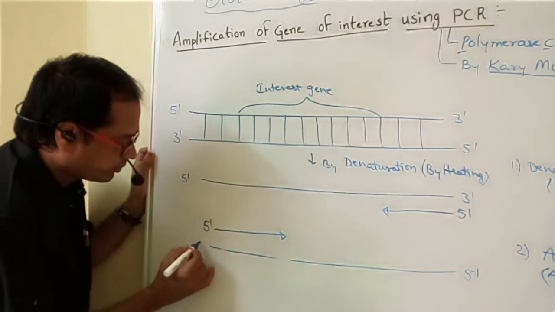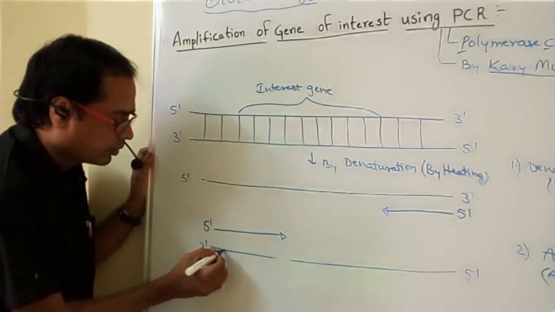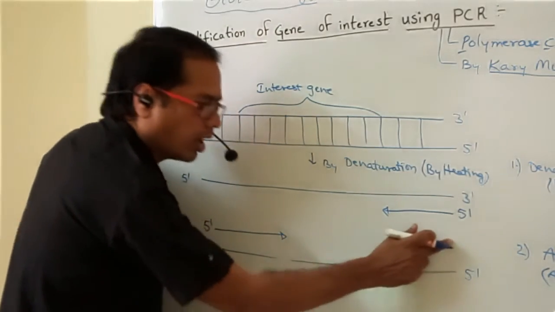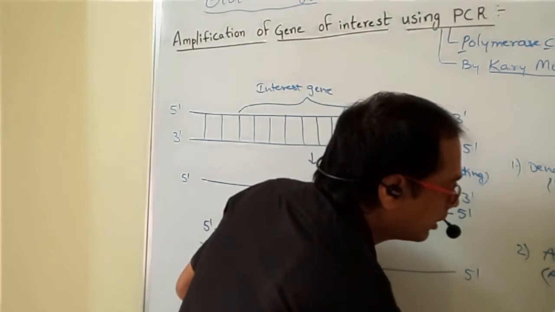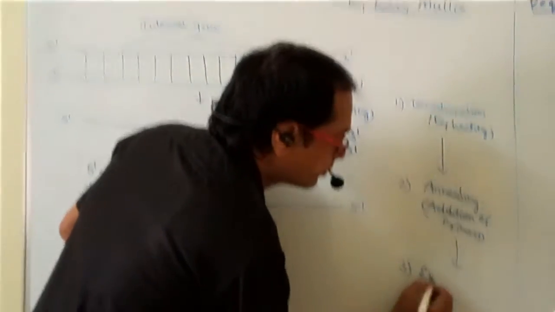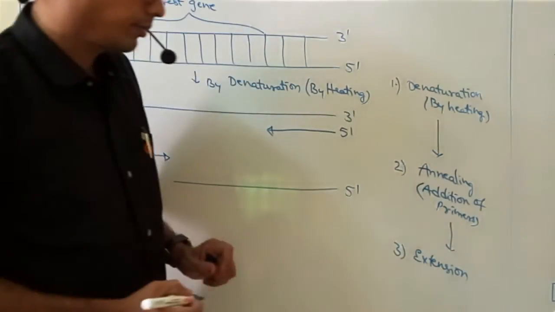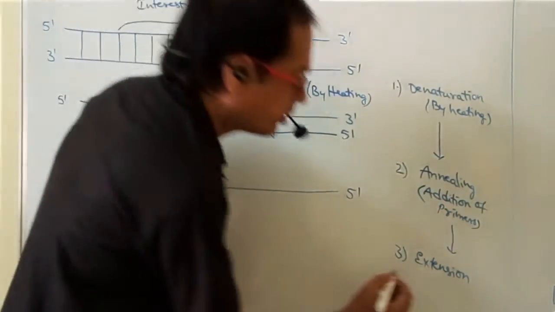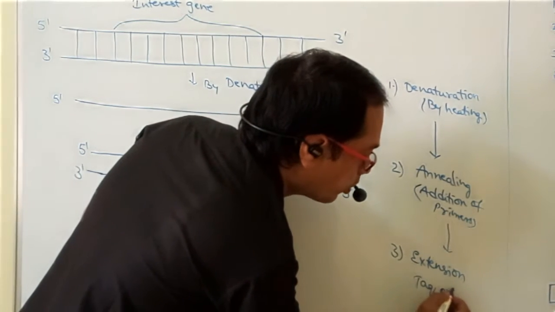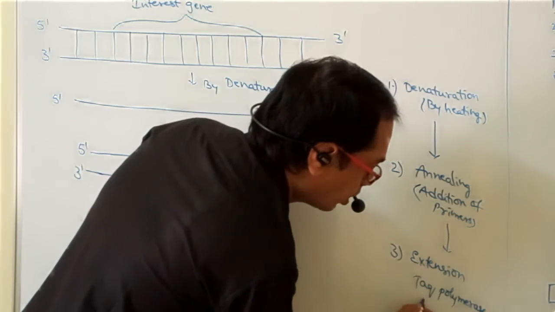This is the 3 end. This is the 5 end. So now it goes like this, and this is the so-called extension. Third step, extension. For extension, Taq polymerase is involved.